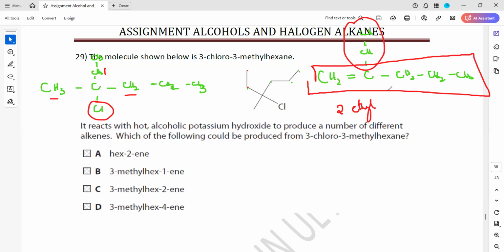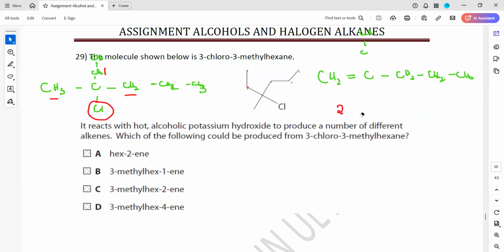And 1, 2, 3, 4, 5, so for 5 it will be pent, and 1 first. So it will form 2-ethylpentene. So if the first carbon loses a hydrogen, then the product should be 2-ethylpentene. But there is no option of 2-ethylpentene, so we ignore that. Now, the second possibility is that this carbon might lose its hydrogen.